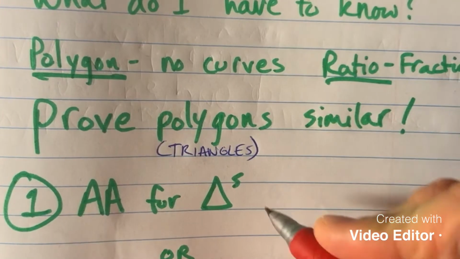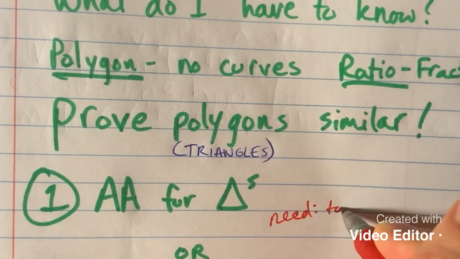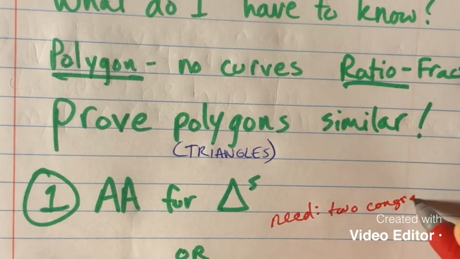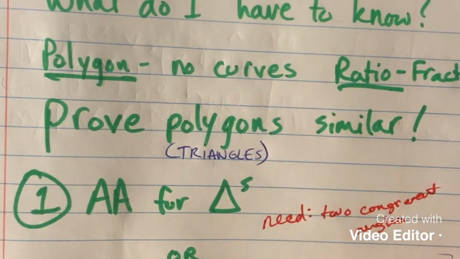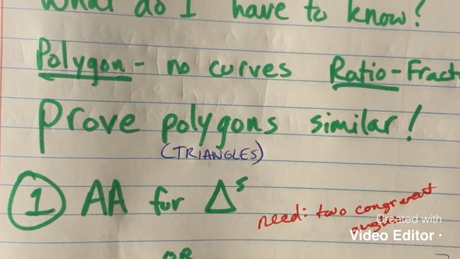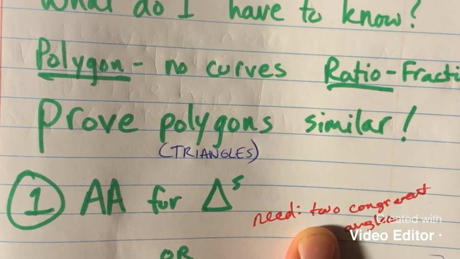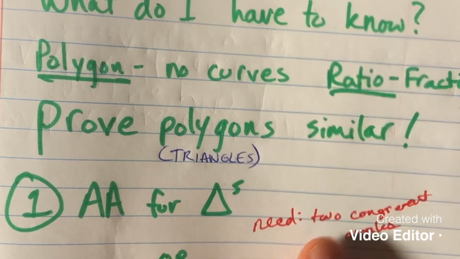So what do you need? You need two congruent angles for triangles, a minimum. And the reason is if you have two, then obviously the third has to be the same as well, because the angles always have to add up to 180 degrees.